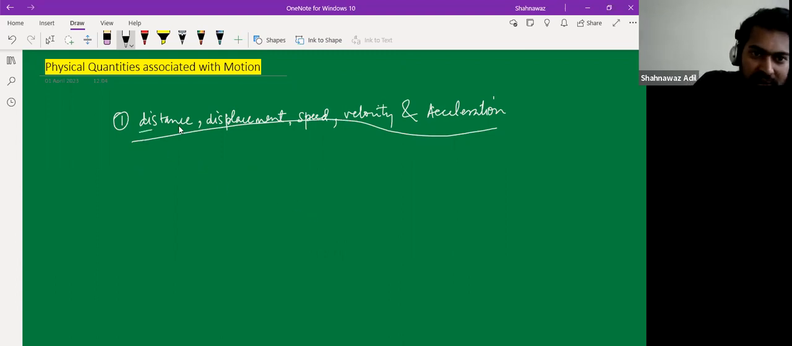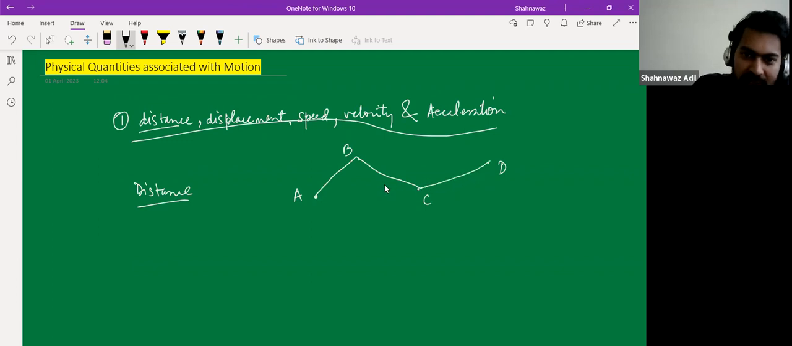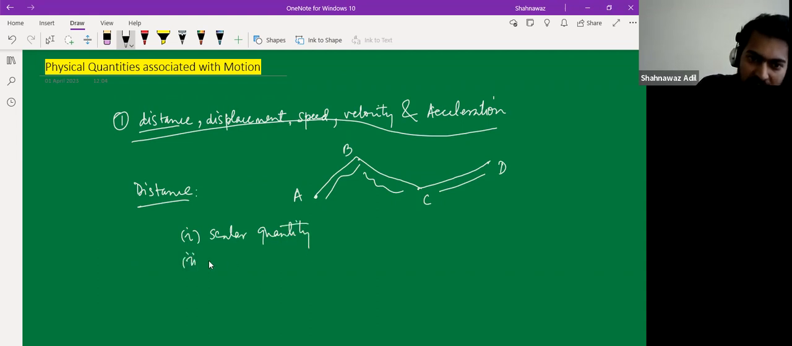So what is distance? Let's say that you start from point A and you go to point B and then you go to point C and then you go to point D. The distance is defined as the total path length. So distance is what? Firstly, it is a scalar quantity, right? Secondly, it is the total path length. Okay, so this was all about distance.